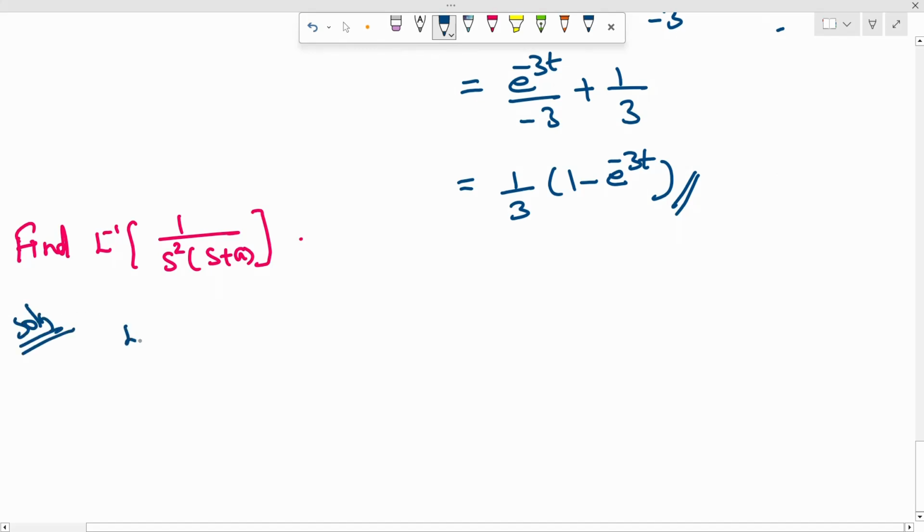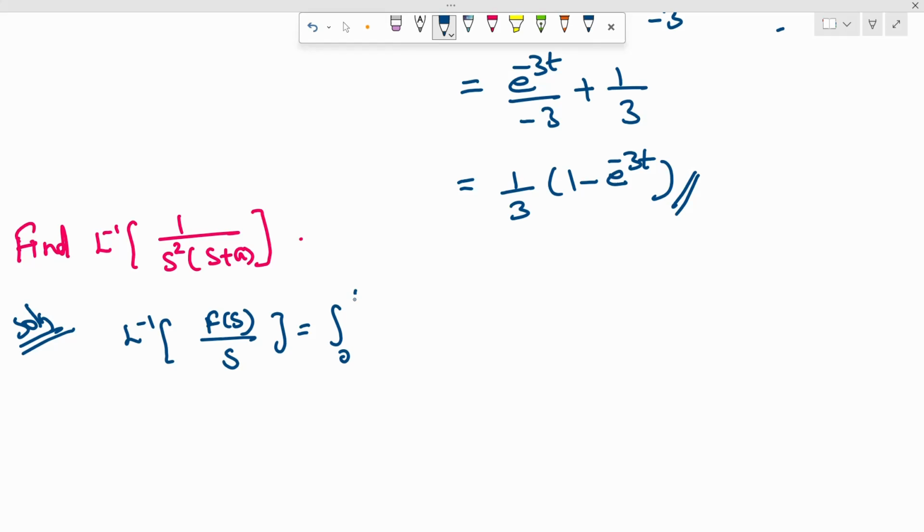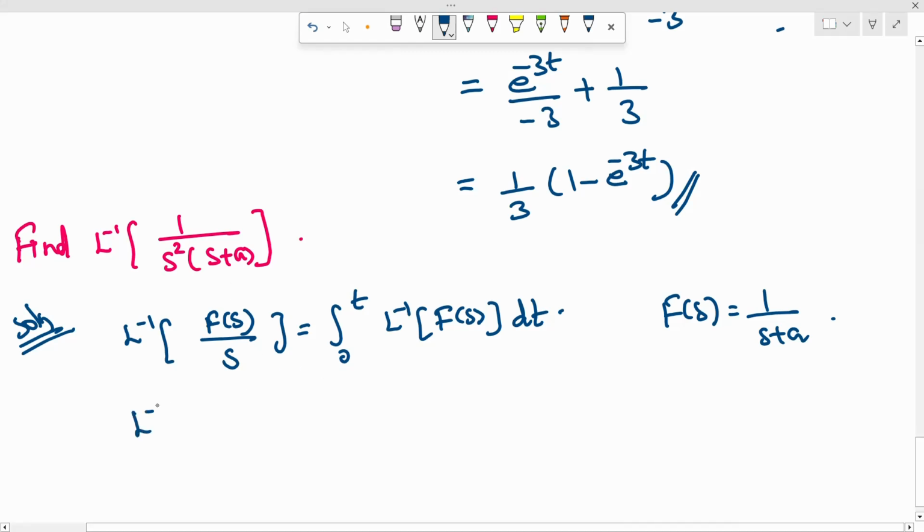We know the result: L inverse of f of s by s equals the integral from 0 to t of L inverse of f of s dt. What is f of s here? f of s is 1 by s plus a. We know the result only for f of s by s, but here we have s square, which means for L inverse of f of s by s square we have to integrate with respect to t 2 times.